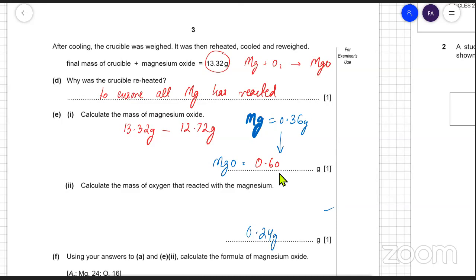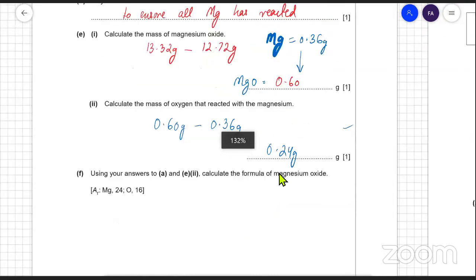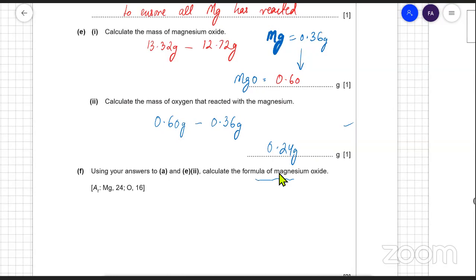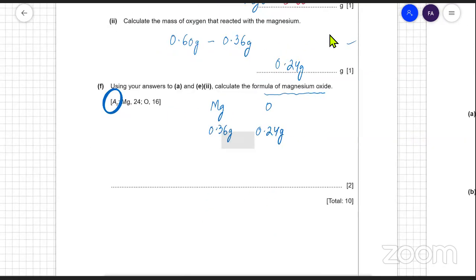You're going to show your working. It's going to be 0.60 grams, and you're going to subtract 0.36 grams from it. The next part is you need to find the formula of magnesium oxide, and you're given the Ar of both substances. Magnesium's mass has already been found out. It's calculated as 0.36 grams as shown above. The mass of oxygen is given as 0.24 grams. So you know the mass of each substance in the formula. What you're going to do is try and find the empirical formula.